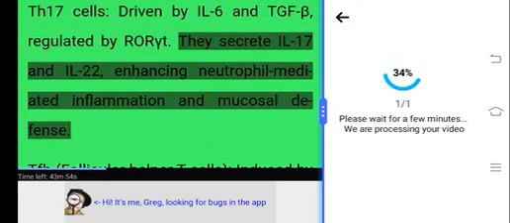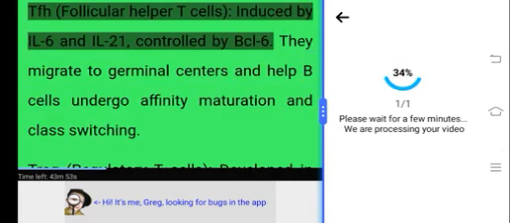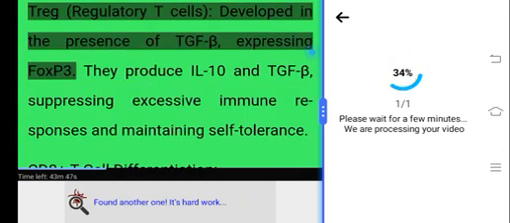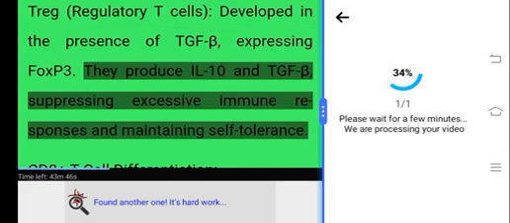They secrete IL-17 and IL-22, enhancing neutrophil-mediated inflammation and mucosal defense. TFH, follicular helper T cells, induced by IL-6 and IL-21, controlled by BCL6. They migrate to germinal centers and help B cells undergo affinity maturation and class switching. TREG, regulatory T cells, developed in the presence of TGF-beta, expressing FOXP3. They produce IL-10 and TGF-beta, suppressing excessive immune responses and maintaining self-tolerance.